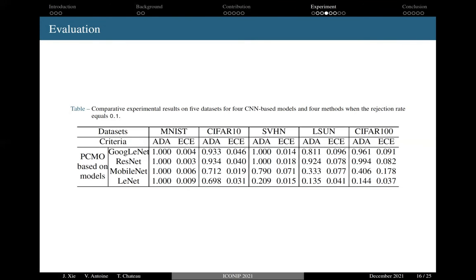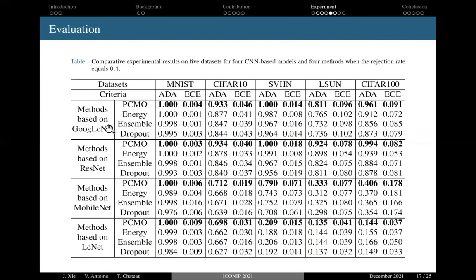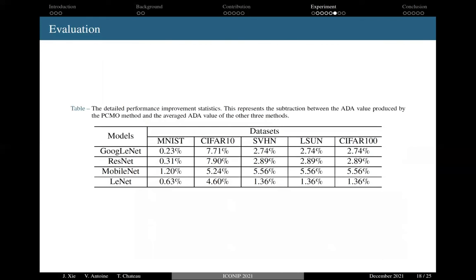To show the efficiency of different methods and models against a small reject rate, we set the reject rate equal to 0.1 for different models and different methods. As we can see from those two tables, our method achieves the highest accuracy and comparable expected calibration error among all the methods. This table displays the detailed performance improvement compared to other methods.